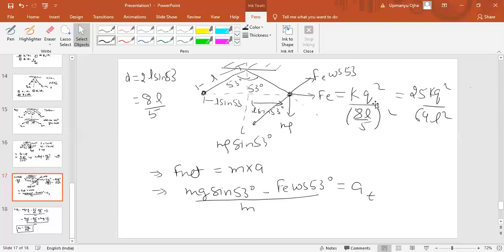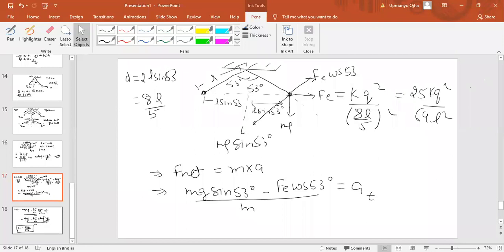Now we have to find the electrostatic force acting on that point charge at this particular instant. The electrostatic force will be kq squared by distance squared. Now the distance at this particular instant is L sin 53 plus L sin 53, that is 2L sin 53. So the distance is 8L by 5. So the electrostatic force is kq squared by (8L by 5) whole squared, which gives 25 kq squared by 64 L squared.